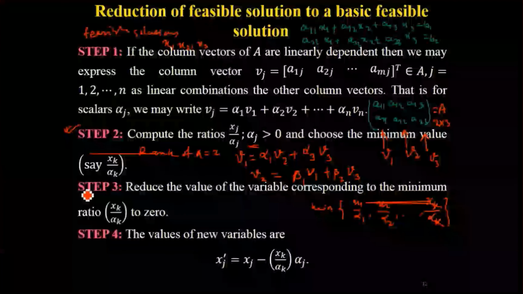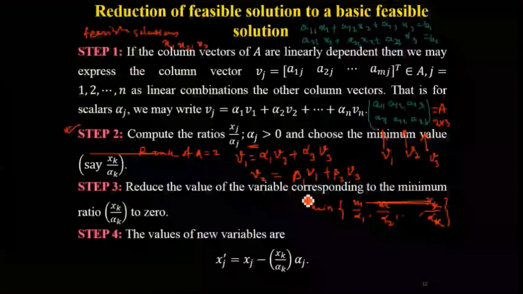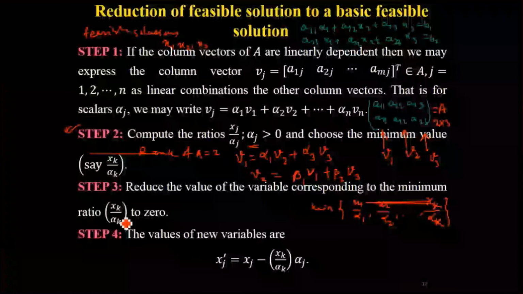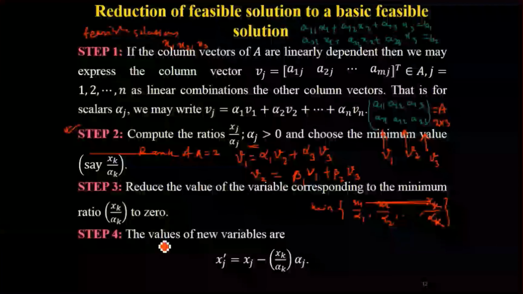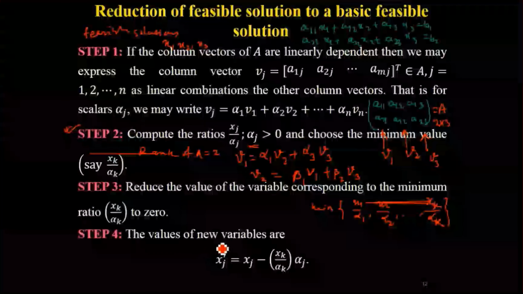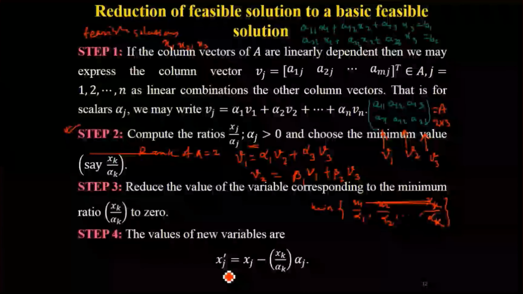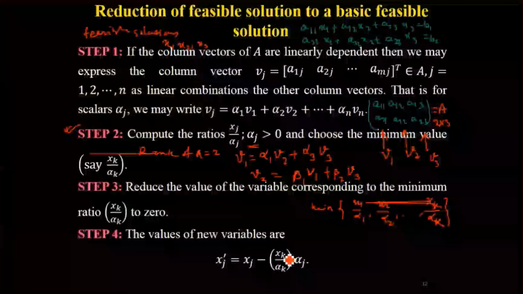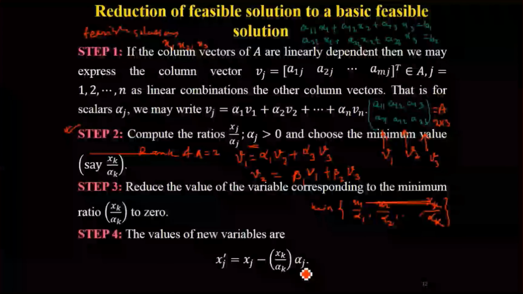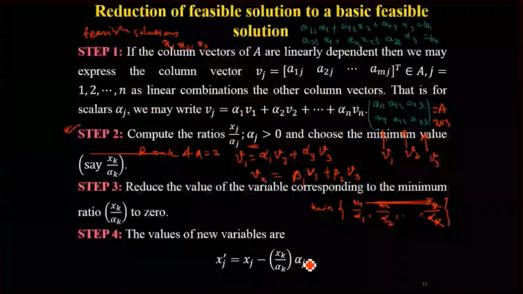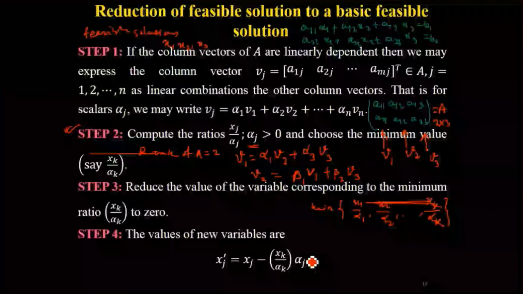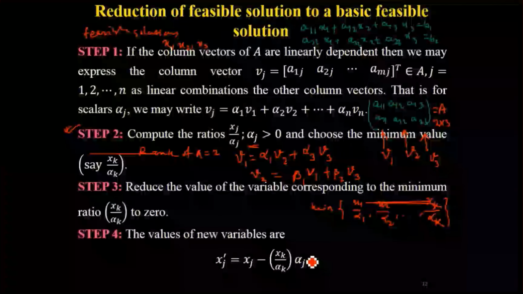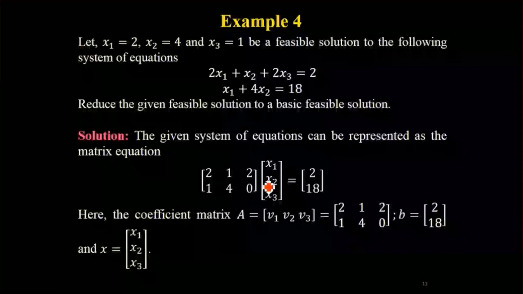Next, step 3 is to reduce the value of the variable corresponding to the minimum ratio xk by alpha k to 0. Then the fourth step: the values of the new variables look like this: xj dash equal to xj minus xk by alpha k into alpha j. Now these 4 steps we are going to see through an example problem. So we will see this example problem.